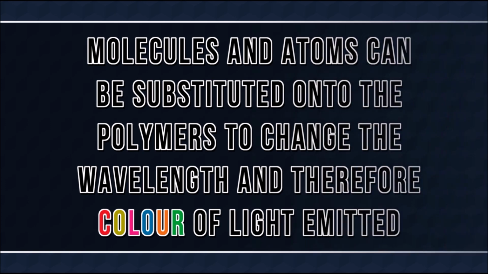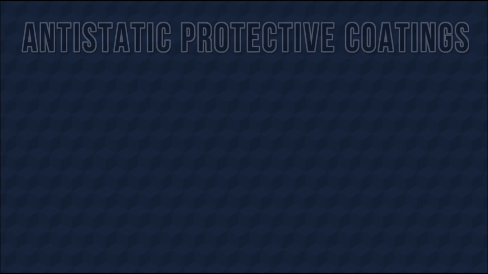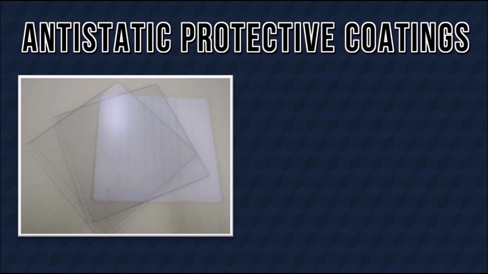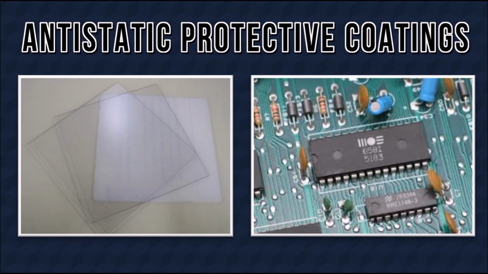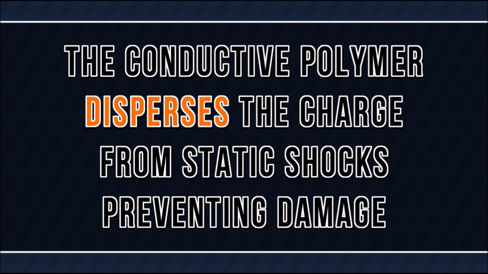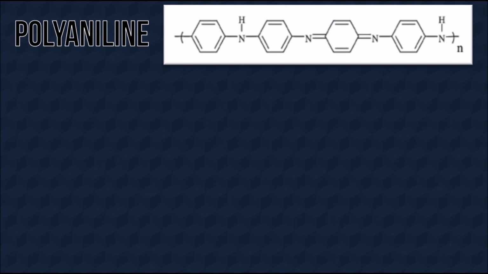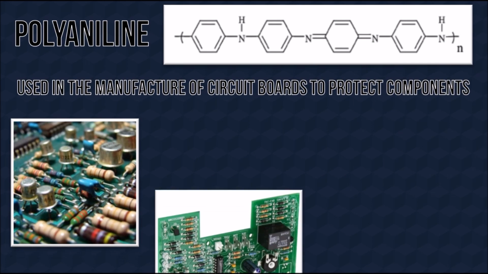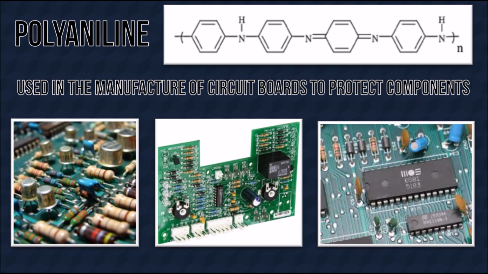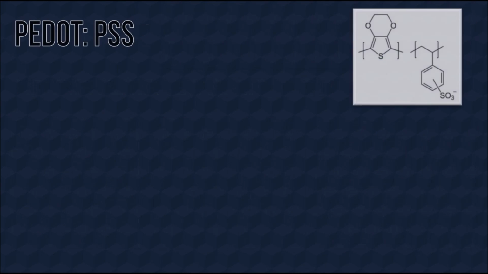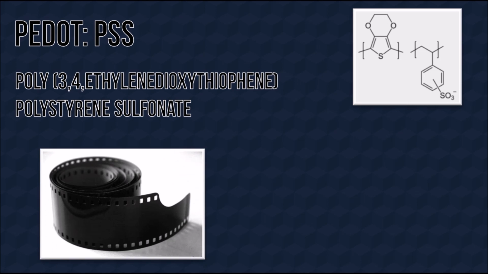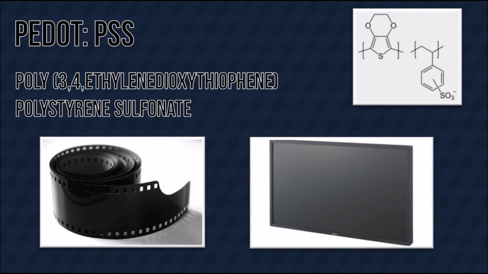Another example, and arguably one of the most basic applications of conductive polymers, is in anti-static coatings that protect sensitive electrical components from static shocks. Because the polymers conduct electricity, the charge from the static shocks can be dispersed by the polymer before any damage is caused. Polyaniline is a conductive polymer used in the manufacture of circuit boards to prevent damage to the circuit components. Similarly, a polymer called P-dot is used to coat photographic films and flat-screen displays to protect from static shocks.